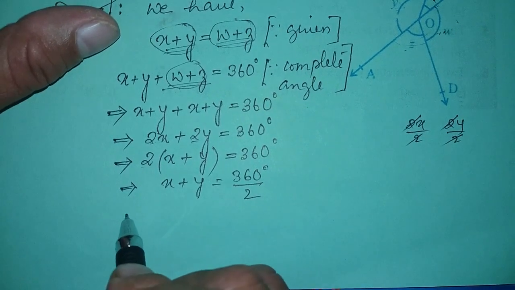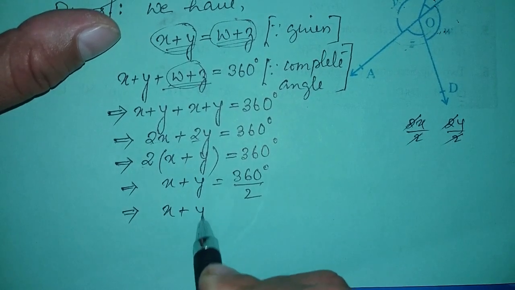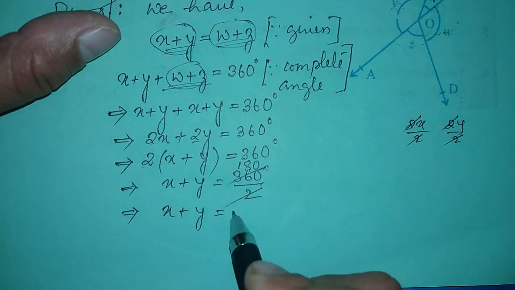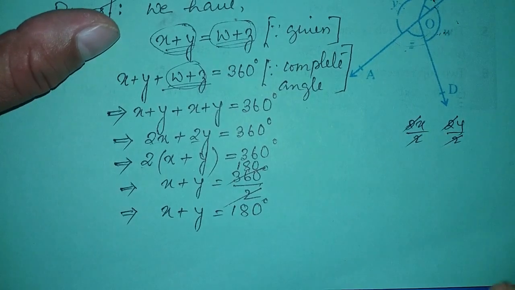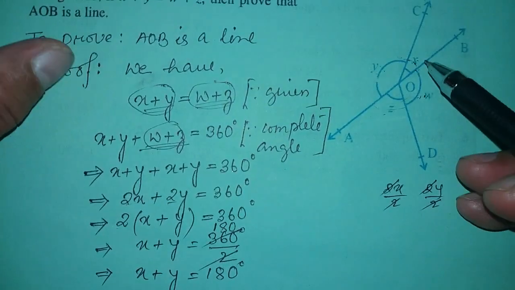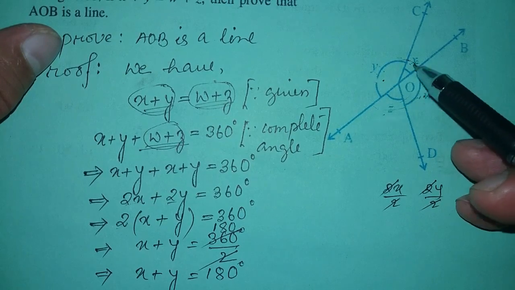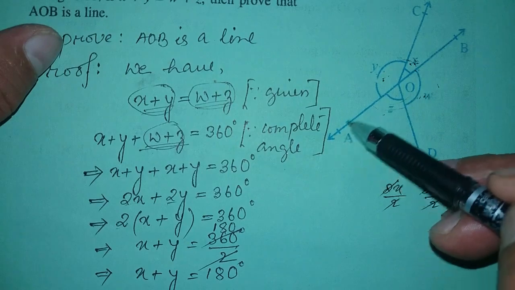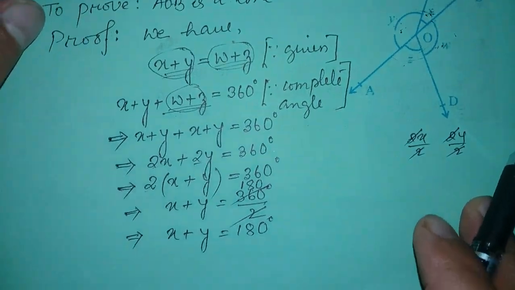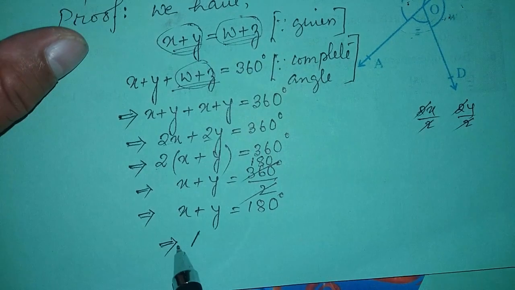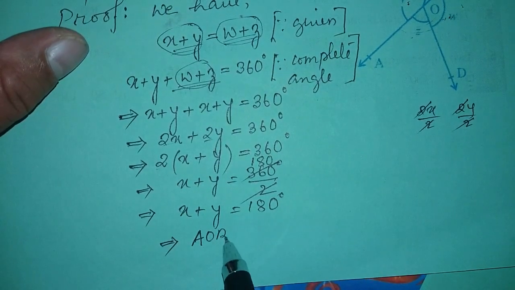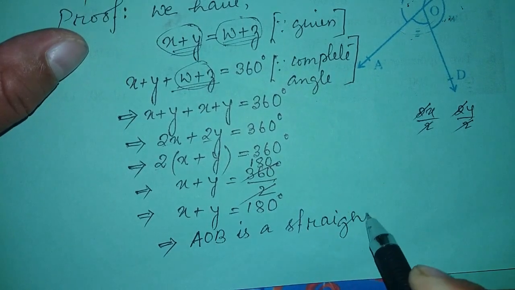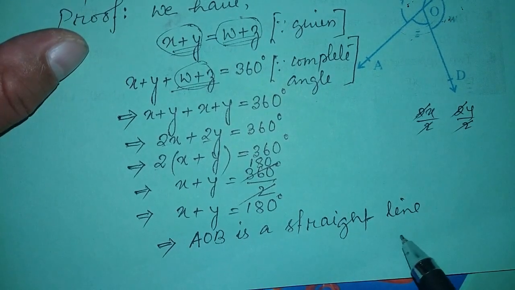Now x plus y is equal to, cut this, so we get here 180 degree. Now what we got here is this angle plus this angle is 180 degree, which implies that this line is a straight line. This AB is a straight line, which is AOB. This implies that AOB is a straight line. Okay, this is our proof.